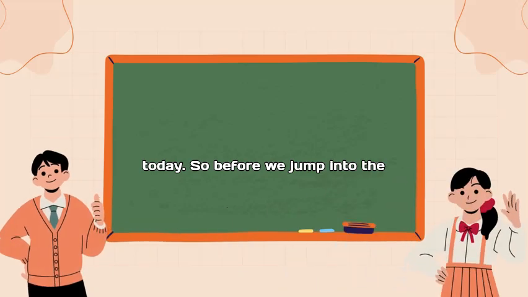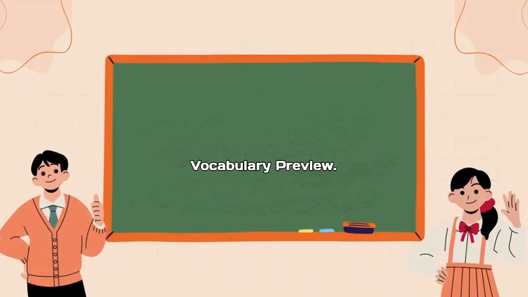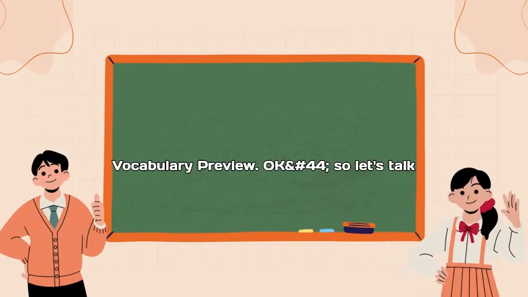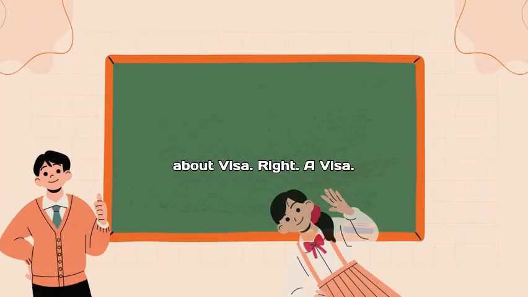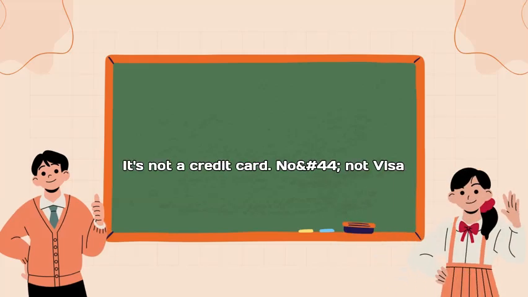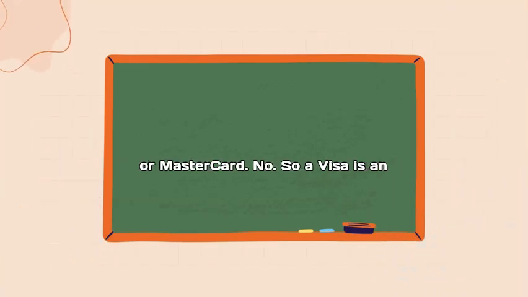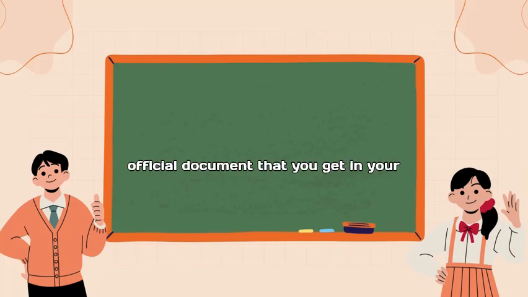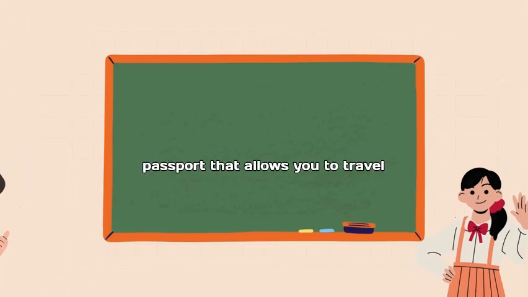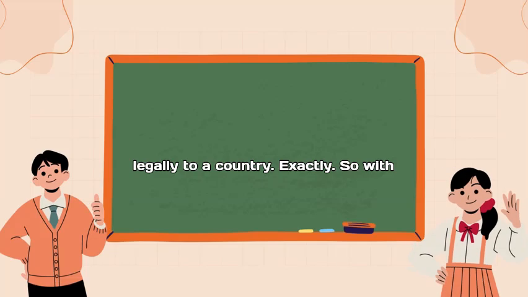So before we jump into the dialogue, let's take a look at vocabulary preview. Okay, so let's talk about visa. A visa, it's not a credit card. No, not Visa or MasterCard. So a visa is an official document that you get in your passport that allows you to travel legally to a country. Exactly. So with this document, you can go into a country.